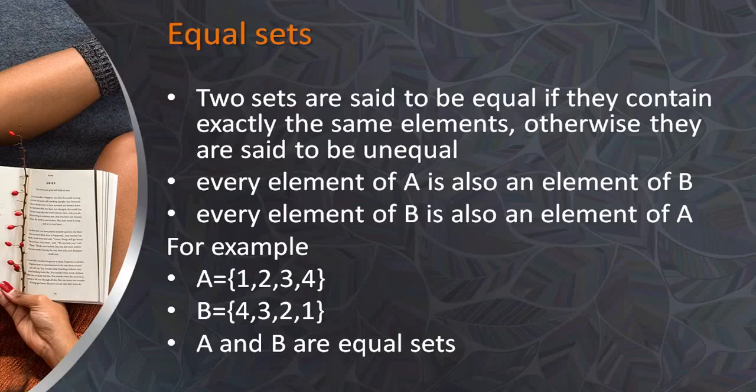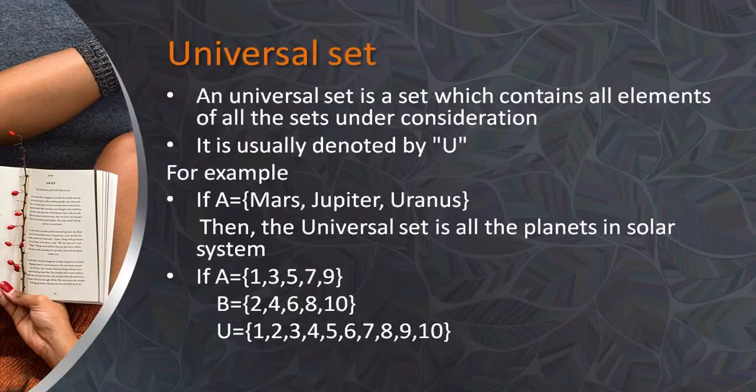For example, A is equal to {1, 2, 3, 4} and B is equal to {4, 3, 2, 1}. In this case, both the sets contain exactly the same elements. Thus, it is an equal set.